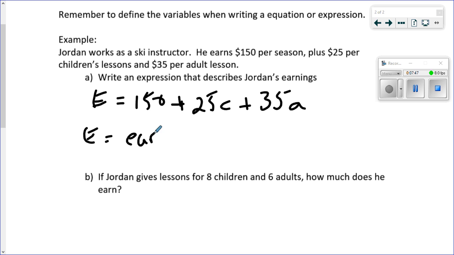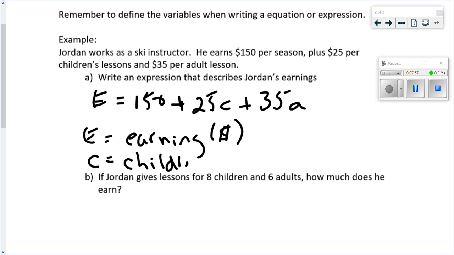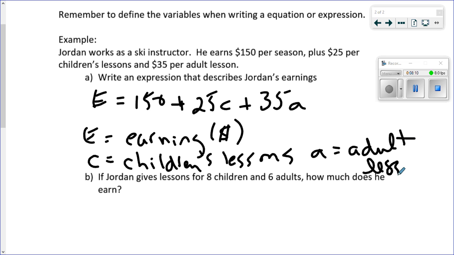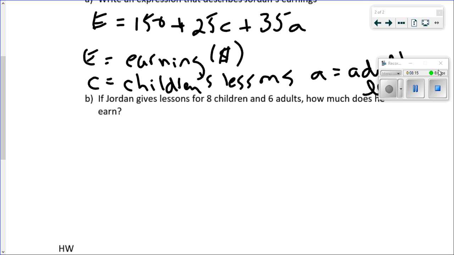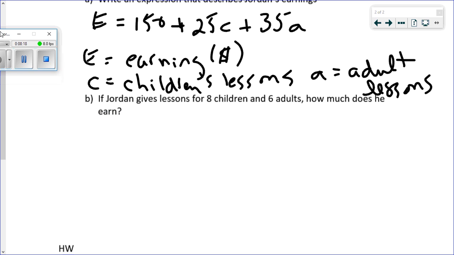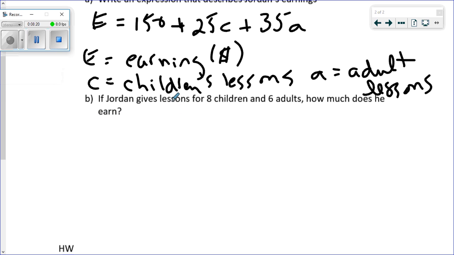Now, E equals earnings in dollars. C is children's lessons. And A, adult lessons. Or lessons for adults, I suppose. So Jordan gives lessons for 8 children and 6 adults. How much does he earn?